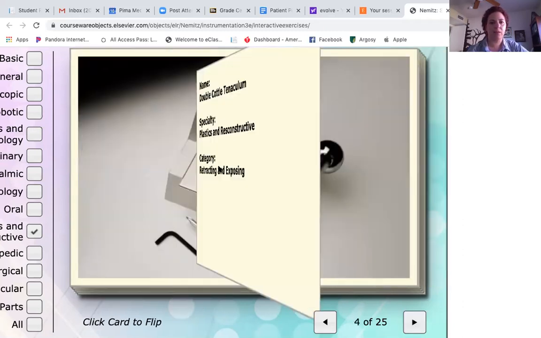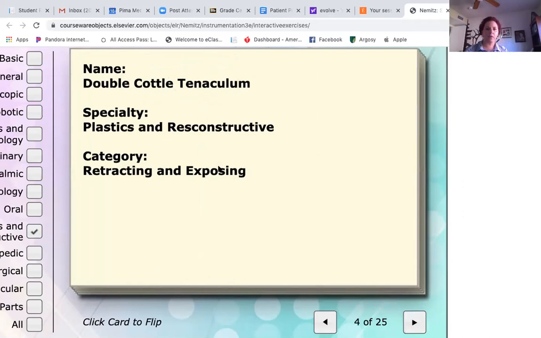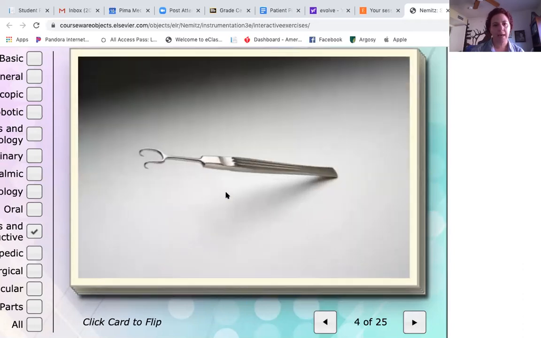This guy, let's look at his name, the caudal tenaculum, double caudal tenaculum. It's a handheld retractor, and it looks a lot like a double skin hook. This handle is kind of specific to the caudal tenaculum. We'll see a single one as well coming up here in a bit.